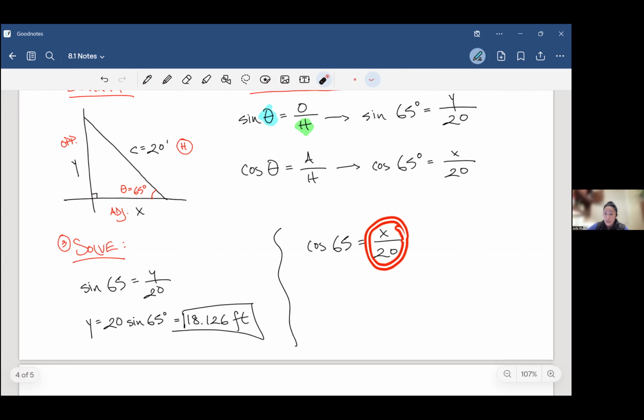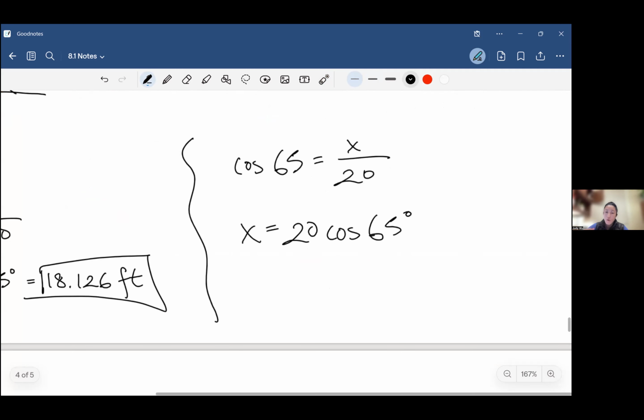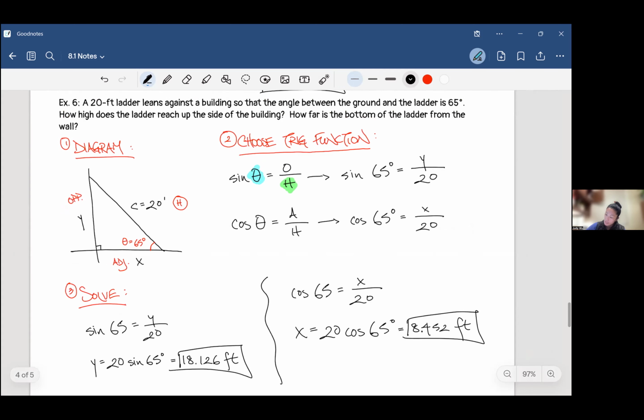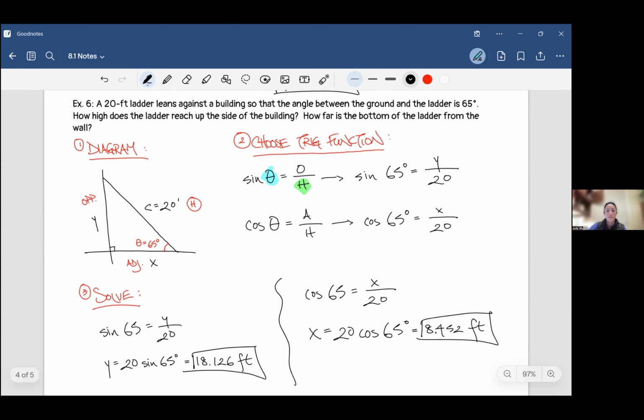I have x divided by 20. So I'm going to take this 20, go ahead and multiply it to the other side, and I'll get x equals 20 cosine 65 degrees. Same thing, I don't want to round until I get to the very end, but when I type this into my calculator, I should end up with 8.452 feet.